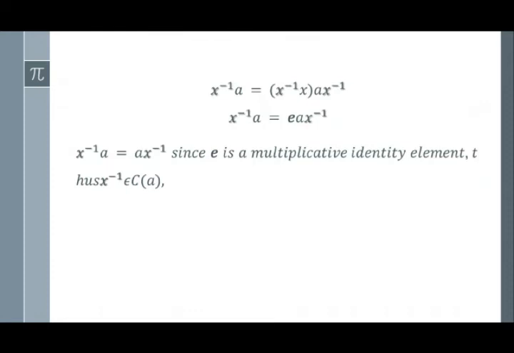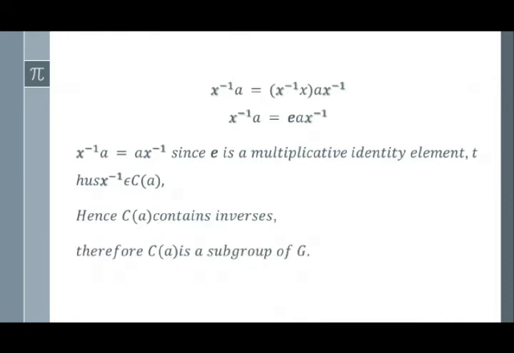Then from here we have C(A) that contains inverses, and then from here we should see that this set satisfies all these conditions, and therefore C(A) is a subgroup of G.